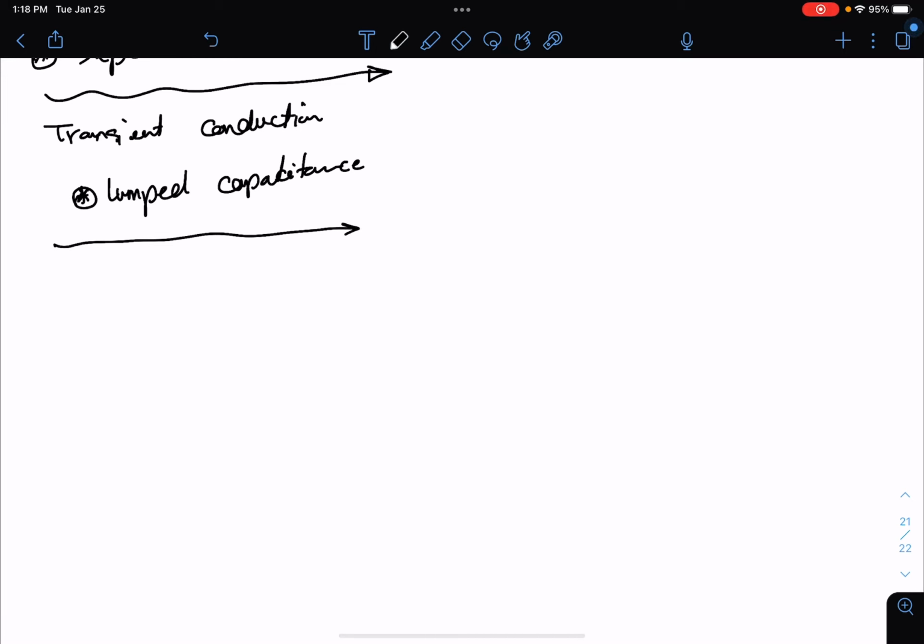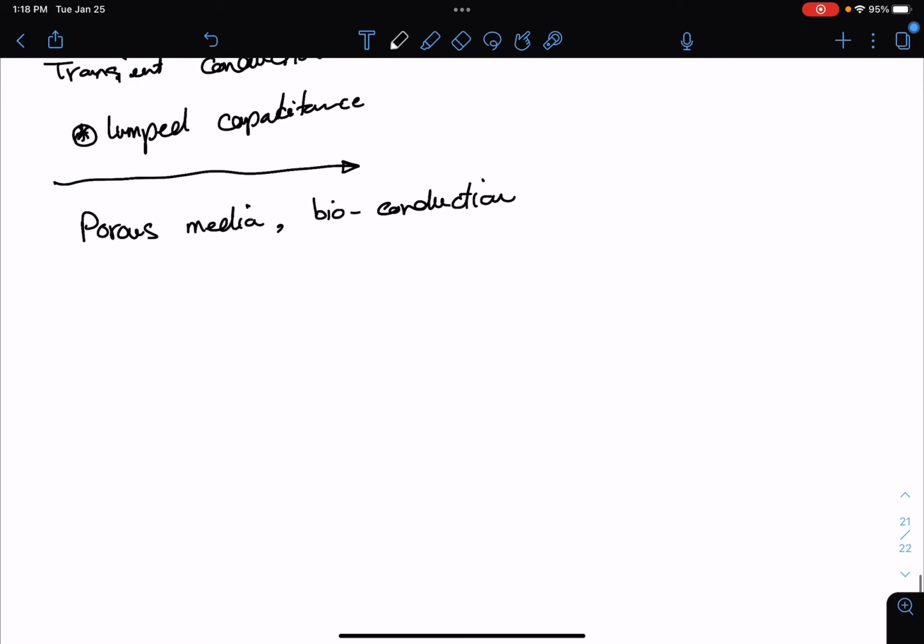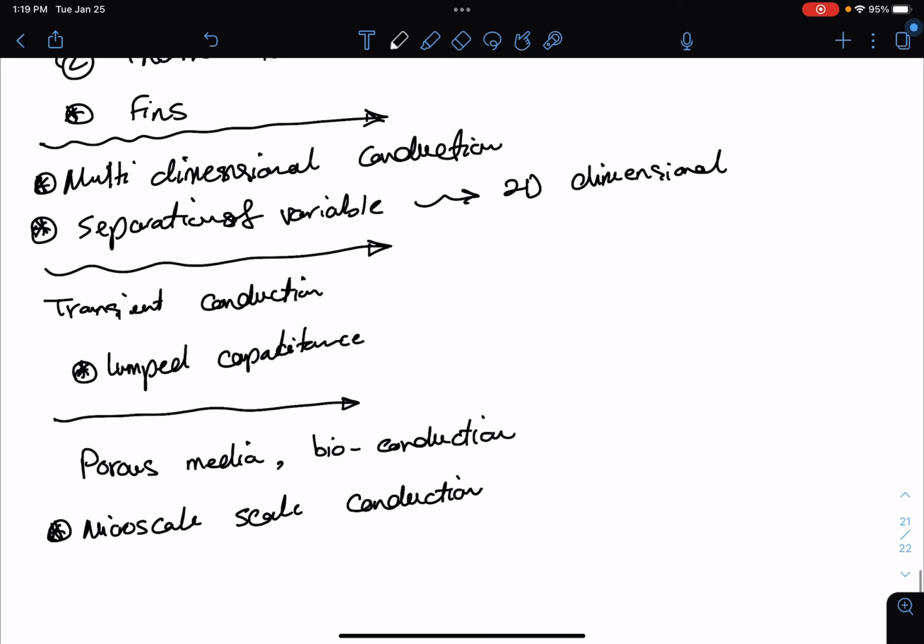If we have enough time, we will move on to the porous media analysis and the bioconduction. And then we will do a little bit of microscale conduction, which will be very similar to what we did in chapter 1. So we are just going to glance over it again. Think of this as a review of chapter 1. These are just topics, so nothing special. So, are we good?